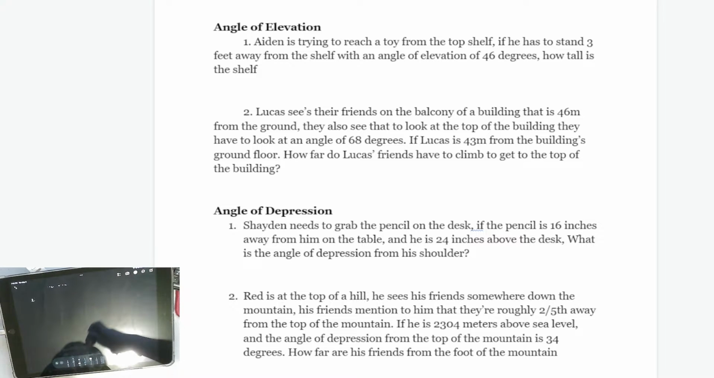Problem number 2 states that Lucas sees their friends on the balcony of a building that is 46 meters from the ground. They also see that to look to the top of the building, they have to look at an angle of 68 degrees. If Lucas is 43 meters from the building's ground floor, how far do Lucas's friends have to climb to get to the top of the building?